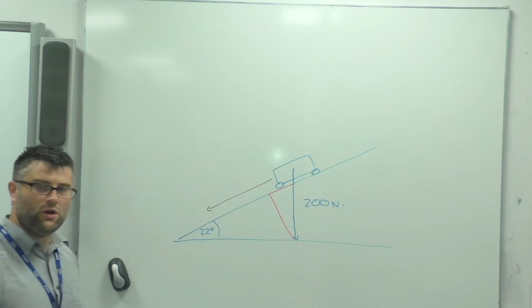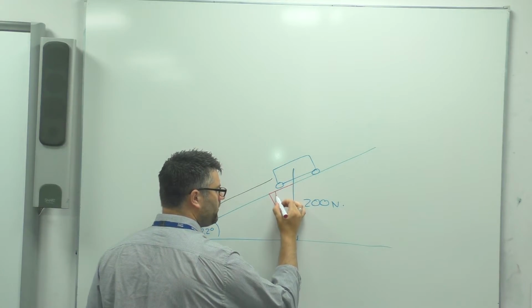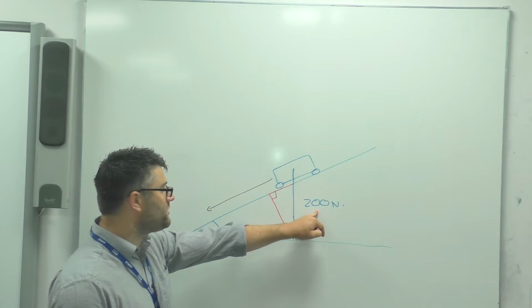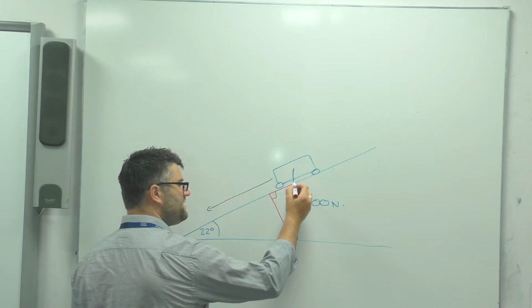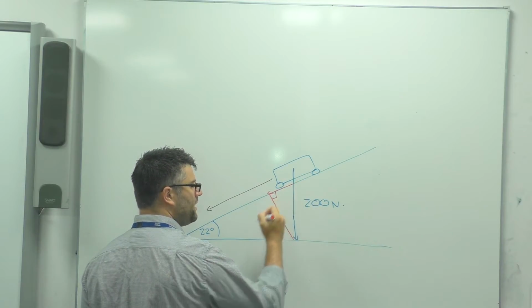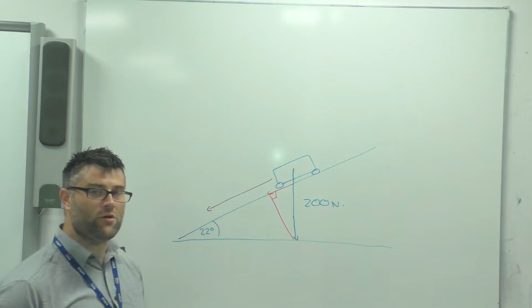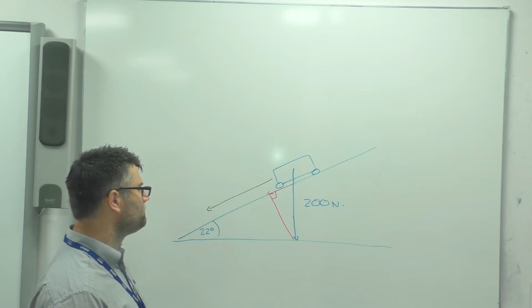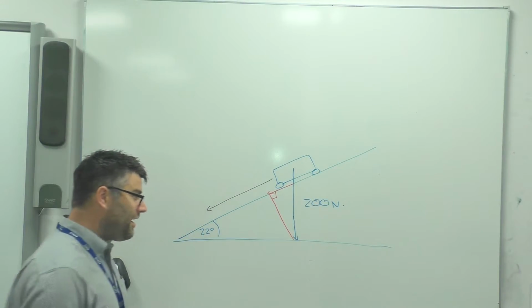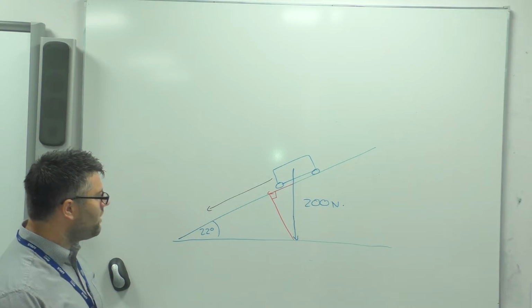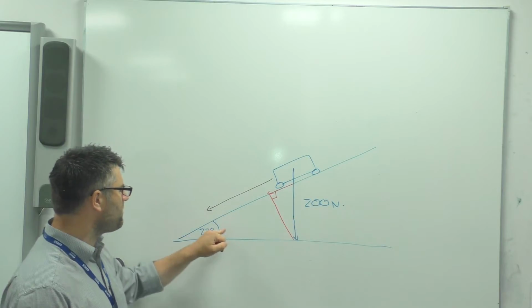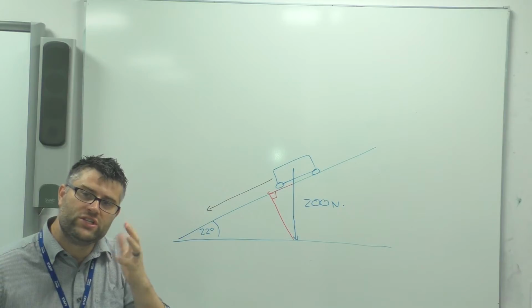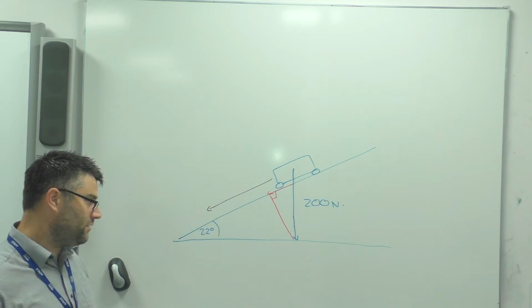So now we've got a right angled triangle. There's our right angle. We've got our 200 newtons on this side. And this value right here is going to be our force down the slope. However, how can I work this out? Because I've only got one side here and my angle's all the way over here. Well, let's do some geometry to actually understand what's going on in this situation.